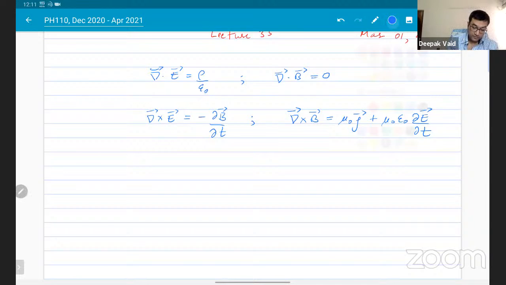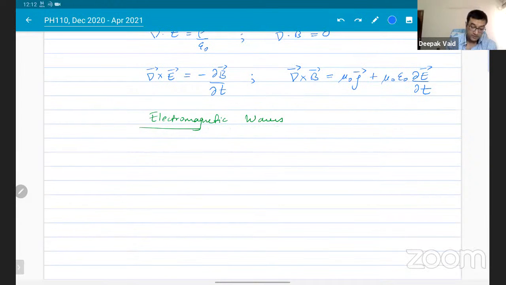So now what we want to talk about today is electromagnetic waves. And electromagnetic waves or electromagnetic radiation, this is actually the single most important prediction of Maxwell's theory, right?